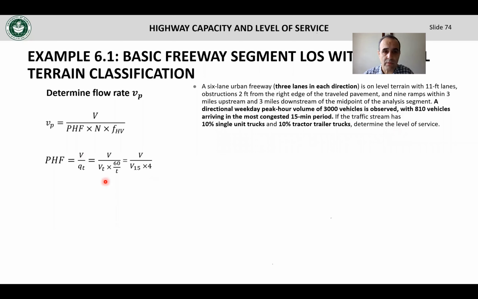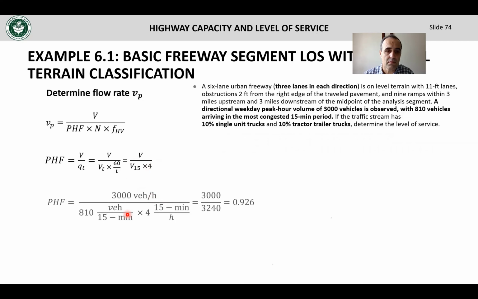So now we can use our peak hour factor equation. It's simply V, the 3,000 vehicles per hour. And then this information here is what we called the other day V15, which is the number of vehicles counted in the most congested 15-minute period. So it's basically a volume, but on a 15-minute period. And then we multiply that by 4 because we have 4 15-minute periods per hour, right?